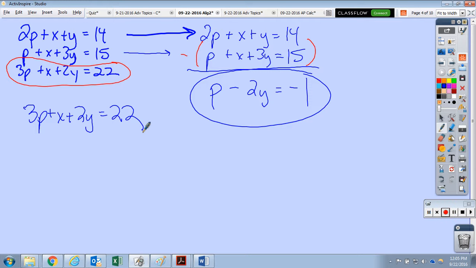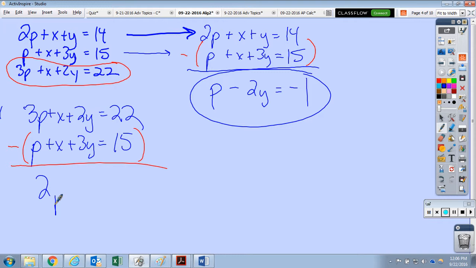And let's go ahead and line up, so it doesn't matter which one you pick. So let's pick the second one. So p plus x plus 3y is equal to 15. And notice that the x's match exactly. So I'm going to subtract this entire equation from this one. In doing so, I will have 2p minus y is equal to 7.